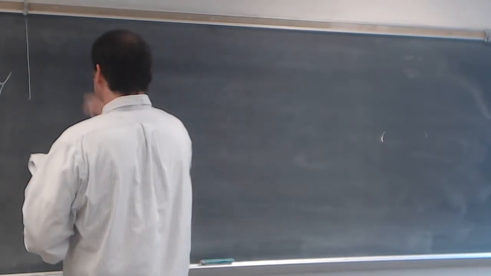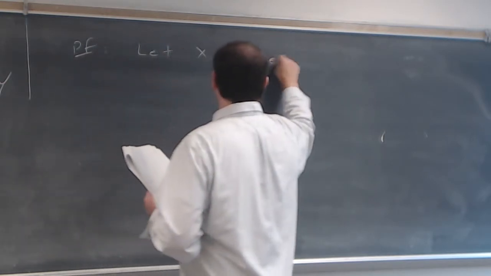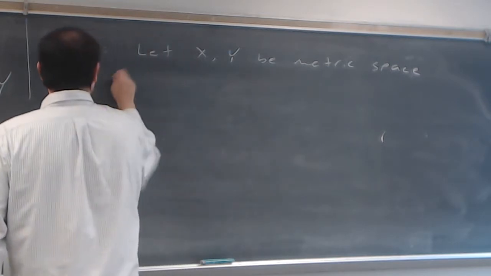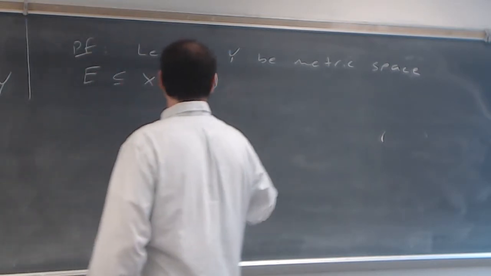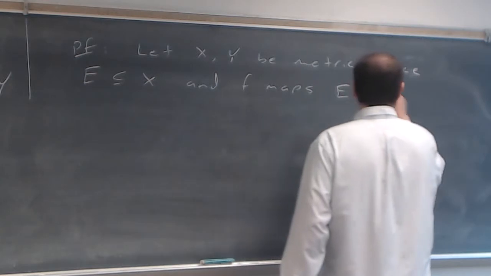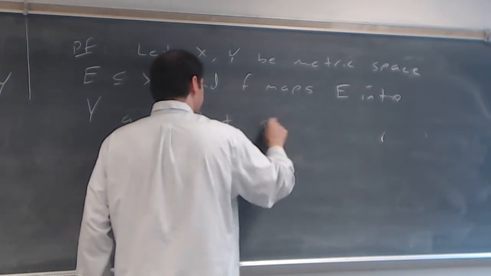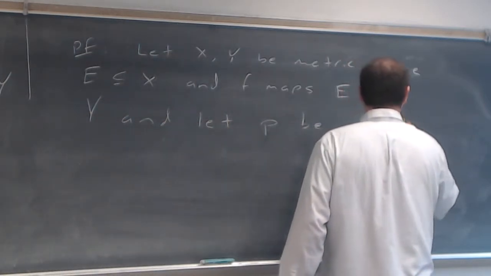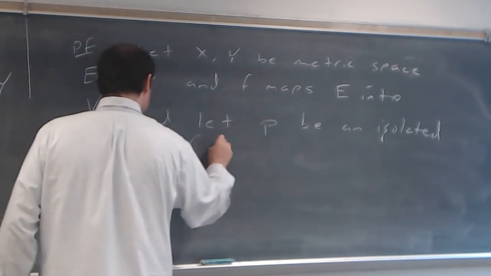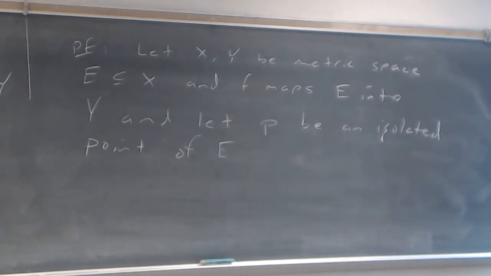All right, so here's the proof. We let X and Y be metric spaces, E be a subset of X, and f maps E into Y, and let P be an isolated point of E. We want to show that f is continuous at P. Okay?